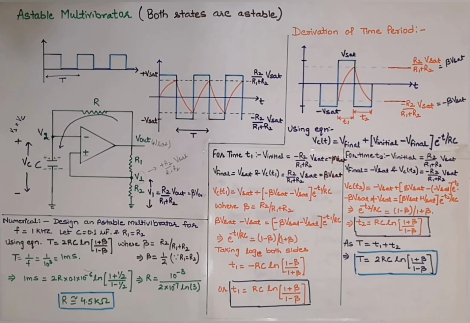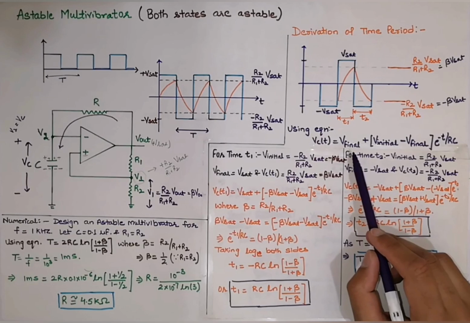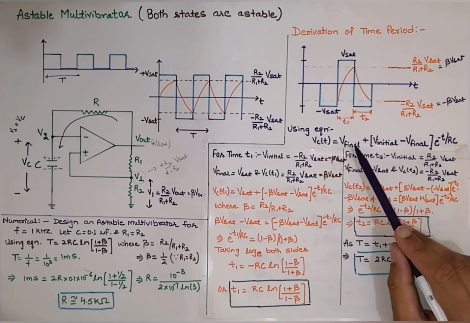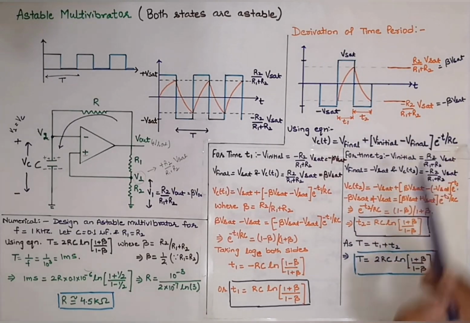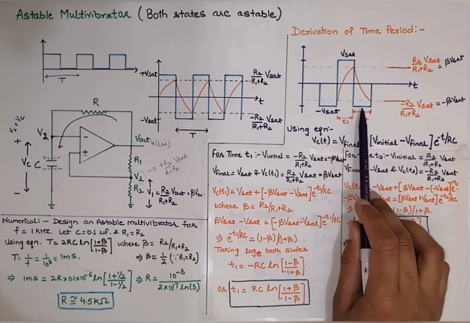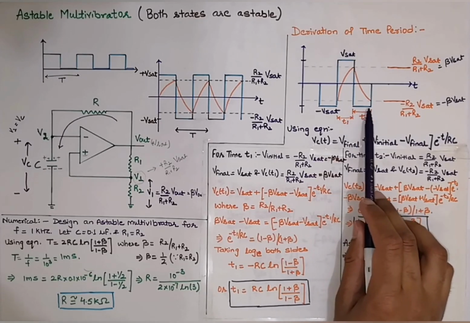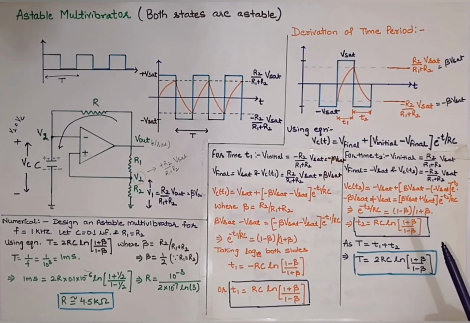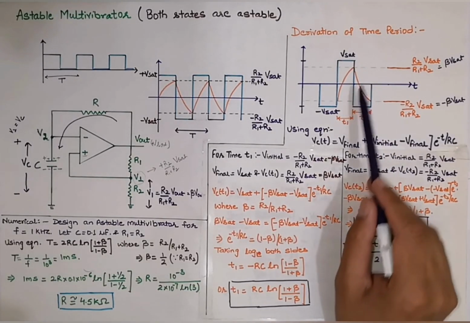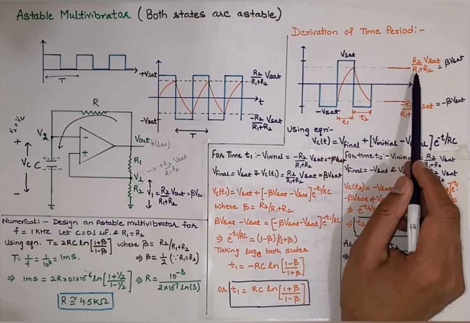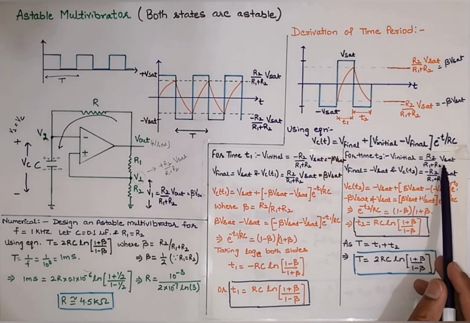Similarly, for the output state to be low, we will take again the same equation, Vc of t equal to V final plus V initial minus V final into e to the power minus t by Rc. Here, what will be my final value? The final value will be the maximum voltage that is applied, that is equal to minus V saturation, because now the output voltage has switched to minus V saturation. Similarly, the initial value over here is, now the capacitor is discharging from this point, so the initial value is R2 upon R1 plus R2 of V saturation, that is beta V saturation.